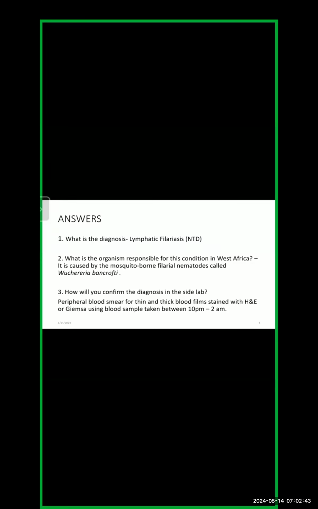3. How would you confirm the diagnosis in the side lab? So using the peripheral blood smear for thick and thin blood film, the films can be stained with hematoxylin and eosin or Giemsa stain, with the blood sample taken at night between 10 p.m. and 2 a.m.